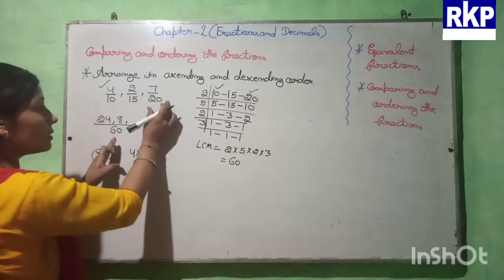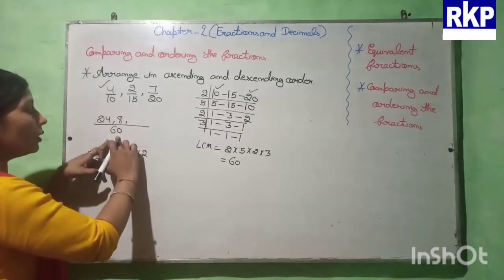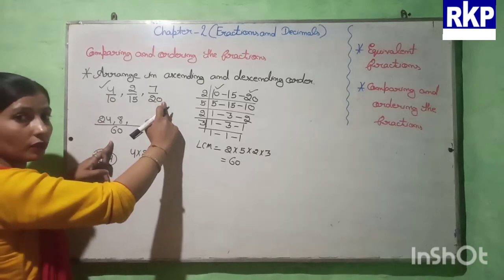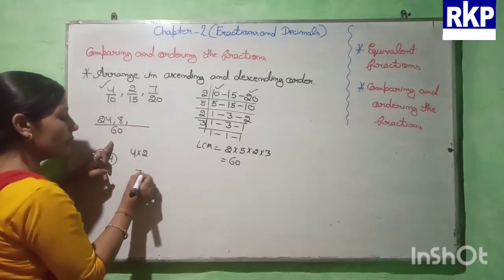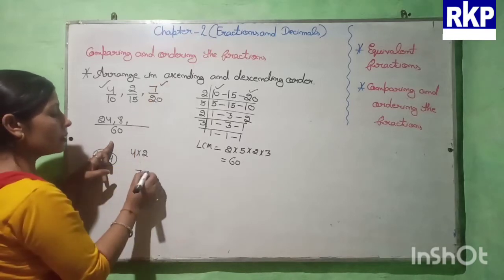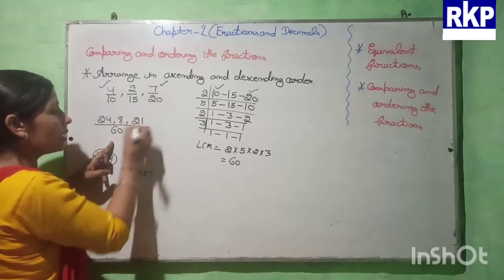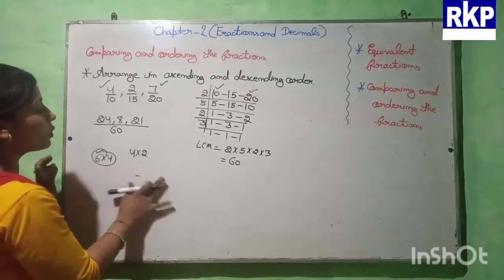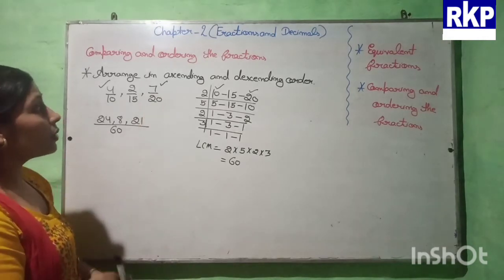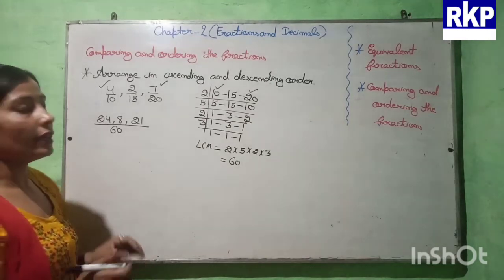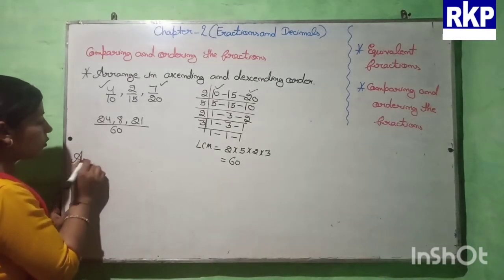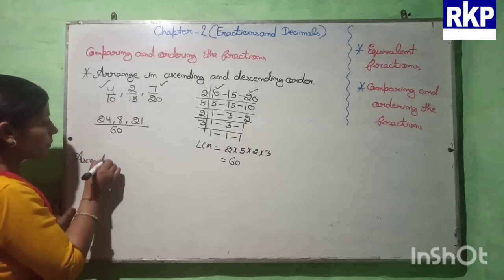Now let us see this third. So now again we have to divide this 60 by the denominator of this fraction. So we will get 3. Now we have to multiply this 3 with the 7. 3 7s are 21. Okay. So now, here first we want to arrange in ascending order. Okay. So here, according to ascending order.